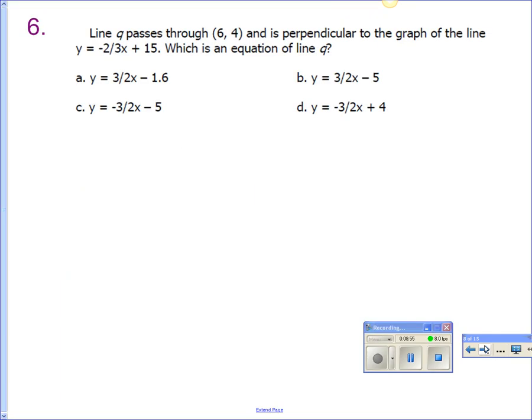Number 6. Line Q passes through 6, 4, and it's perpendicular to the graph of y equals negative 2/3 x plus 15. What's the equation of line Q? Rebecca, what do I want you to do first? Good. And Sarah, what does perpendicular mean? Flip and change. What am I flipping and changing, Sarah? Which number? Yep. And what does it become? Positive 3/2. Good. Close though. Okay. And then I cross that out. So make sure you have that written on your paper. M equals 3/2. Neve, what formula am I doing next?